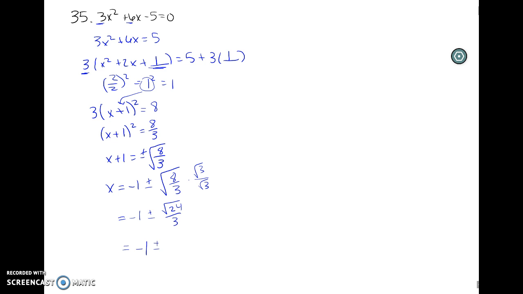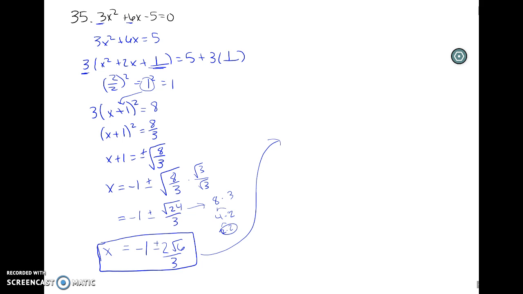So you have negative 1 plus or minus the square root of 24, which is, we know, 8 times 3, which is 4 times 2. 2 times 2, so you have plus or minus 2 root 6 over 3. Okay, so this answer is fine. You can leave it like that. The back of the book went ahead and combined your fractions, so this answer is perfectly fine. It's simplified. It's great.